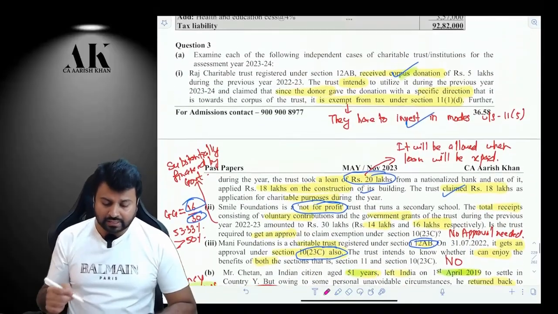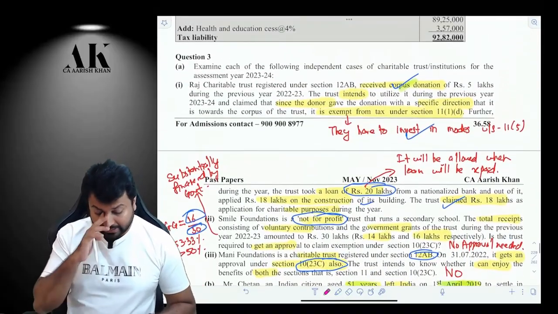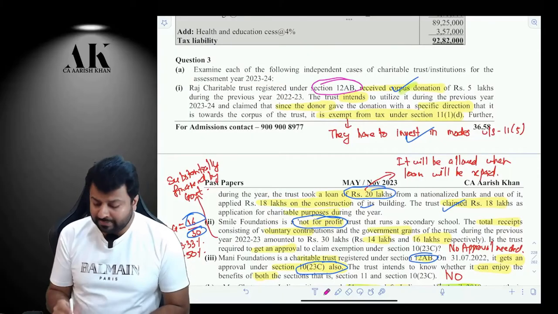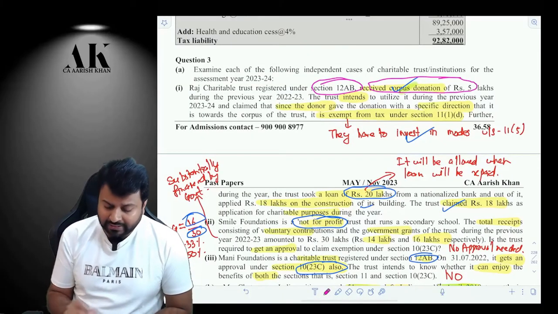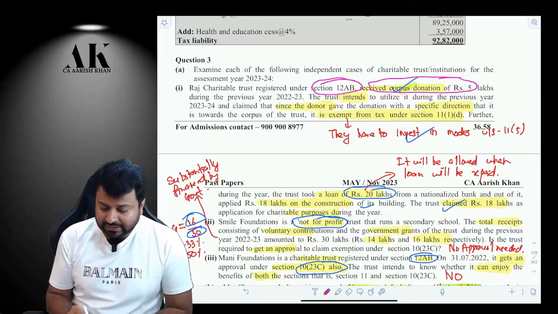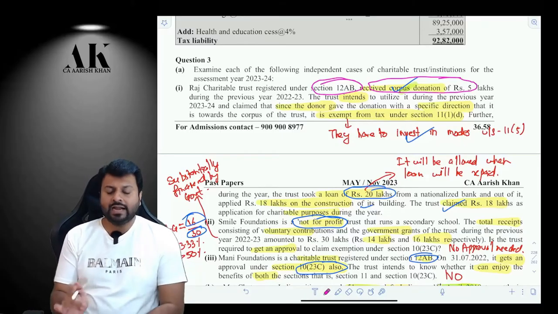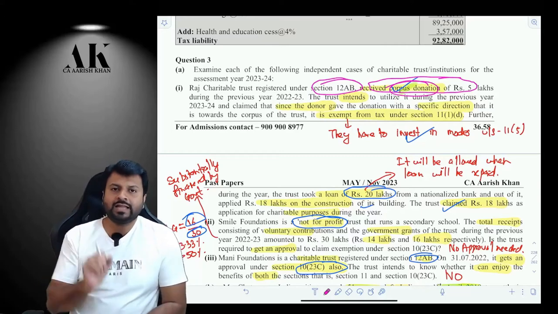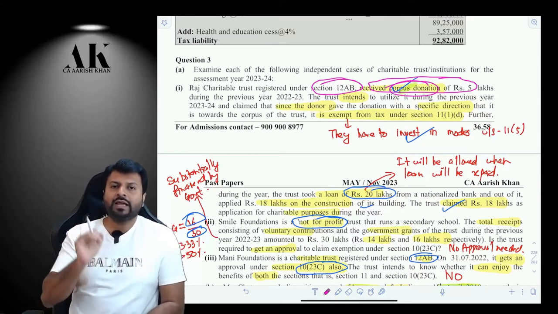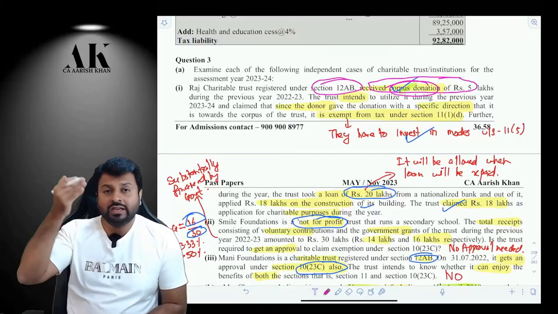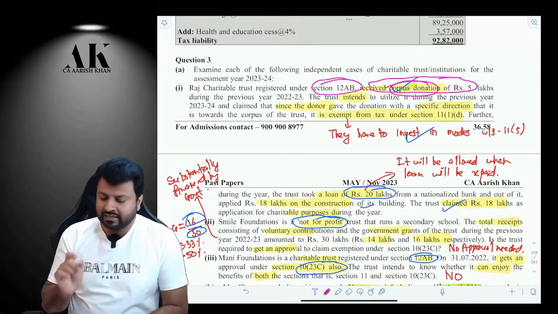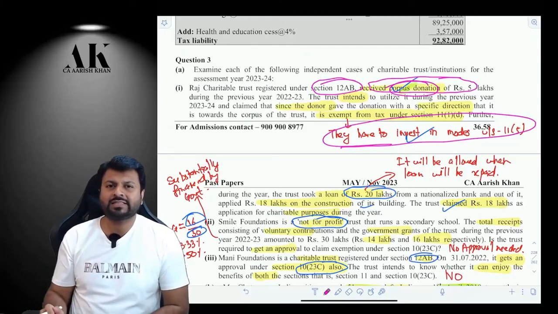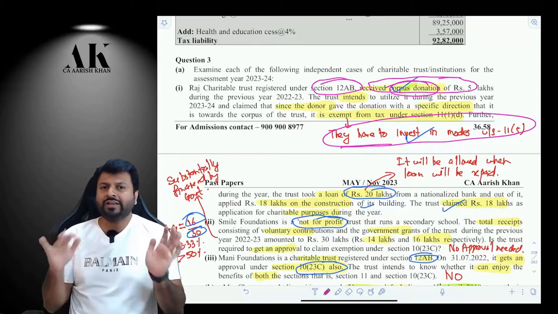Okay. Now, coming to the next question. Question number 3, part A, which is on trust. There is one charitable trust, which is registered under 12AB. It is receiving a donation of 5 lakh rupees. After receiving the donation, it says that because it is a corpus donation, it is exempt. No, it's not like that. A corpus donation is not by default exempt. It will be exempt only if you invest in the mode specified in 11(5). Therefore, they have to invest that in the mode specified in 11(5). They cannot directly claim exemption on corpus donation. So, if they do not invest, it is taxable.